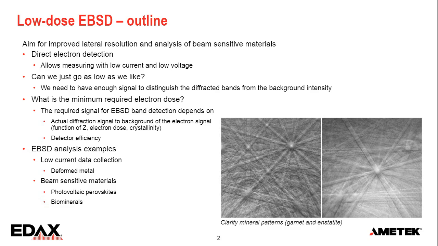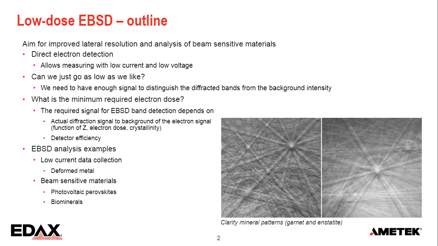So you can look for improved lateral resolution when you make the beam narrower, so low current analysis. And it also opens up a new range of materials that have been extremely difficult to analyze before. So beam-sensitive materials where the crystal structure gets easily damaged. Now, what do we do to enable that? The main thing that opened this up is direct electron detection. It allows measuring with very low currents, low voltages, and very gentle beam conditions in general to study your materials without damaging them immediately.